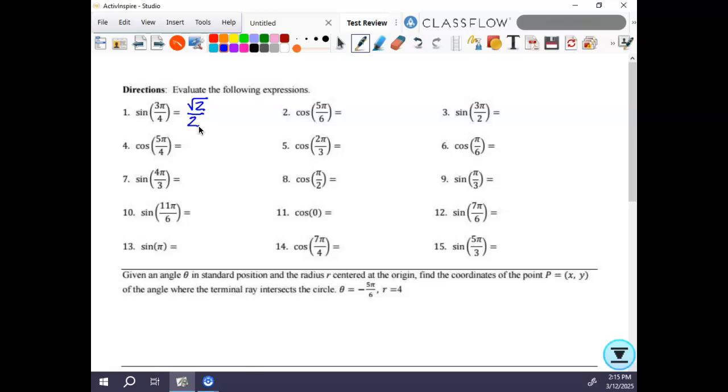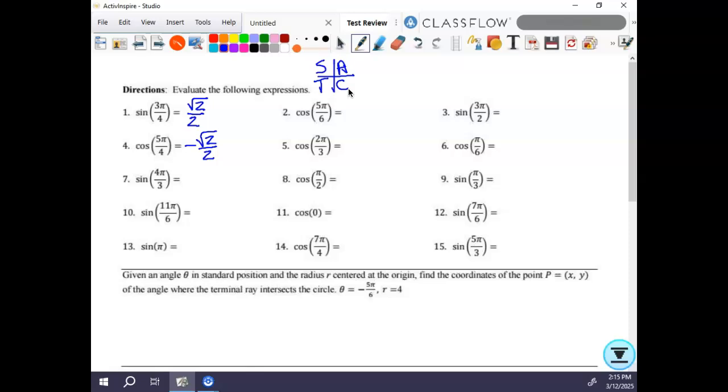So cosine, here's 5 pi/4. What quadrant is that in? Third. And in the third quadrant, is it positive or negative? Negative, yes. And then this is cosine, and this is negative square root of 2 over 2. And don't forget, what is my little saying as I go around here? All students take calculus.